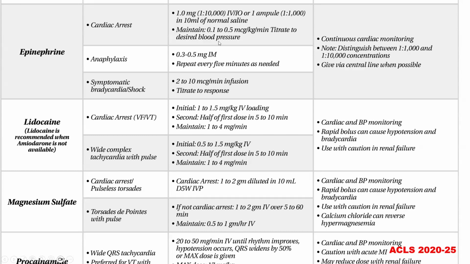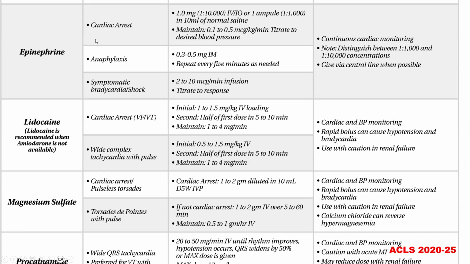Epinephrine is available in 1 to 10,000 concentration or 1 to 1,000 concentration. In cardiac arrest, 1 milligram, or 1 ampule, in 10 ml of normal saline, followed by 0.1 to 0.5 mcg per kg per minute. Titrate to the desired blood pressure. In anaphylaxis, 0.3 to 0.5 milligram intramuscular. Repeat every 5 minutes as needed.